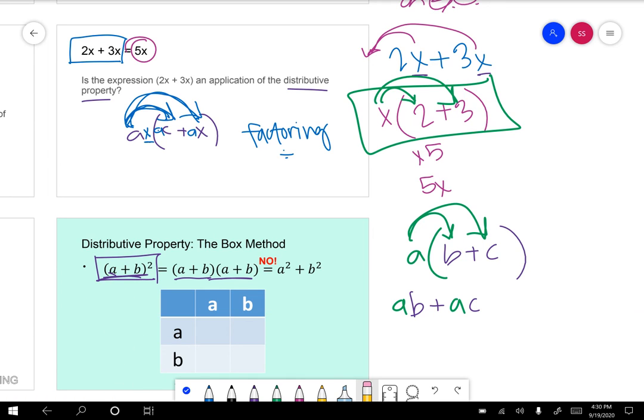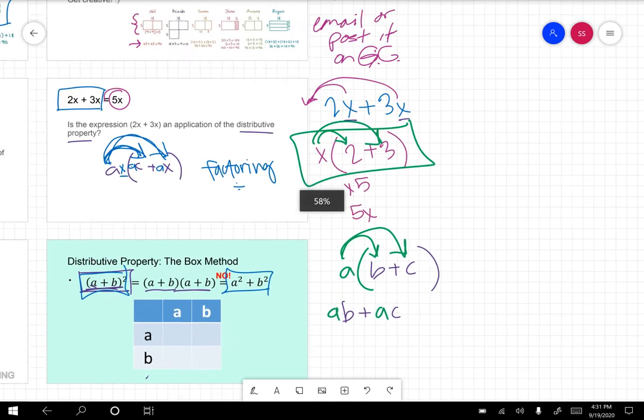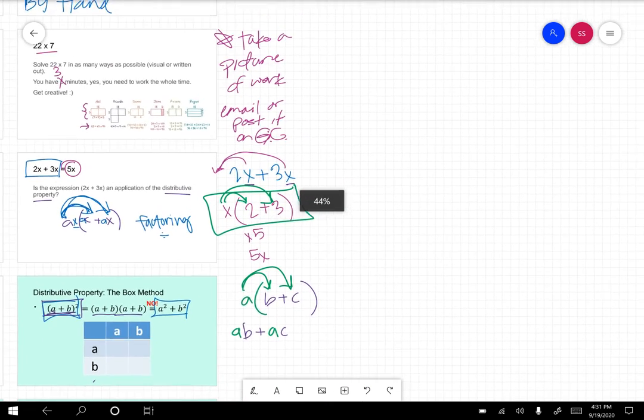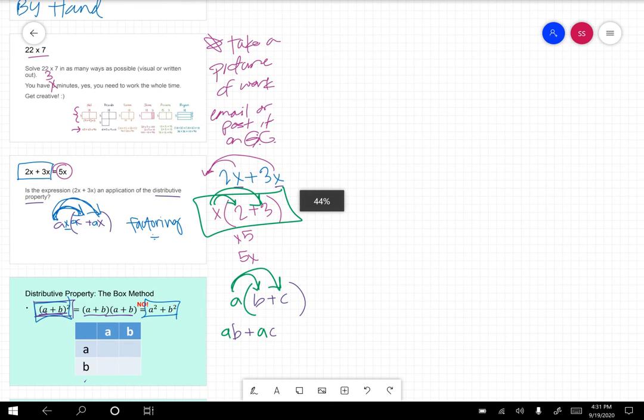Okay. So I wanted to point that out because a lot of times people will think that this right here, a plus b squared, means this, but it is not the same. They will not get you the same answer. Okay, and we will go over why that is. Okay, with box method, I'm going to zoom out. We're going to do a couple examples with this.